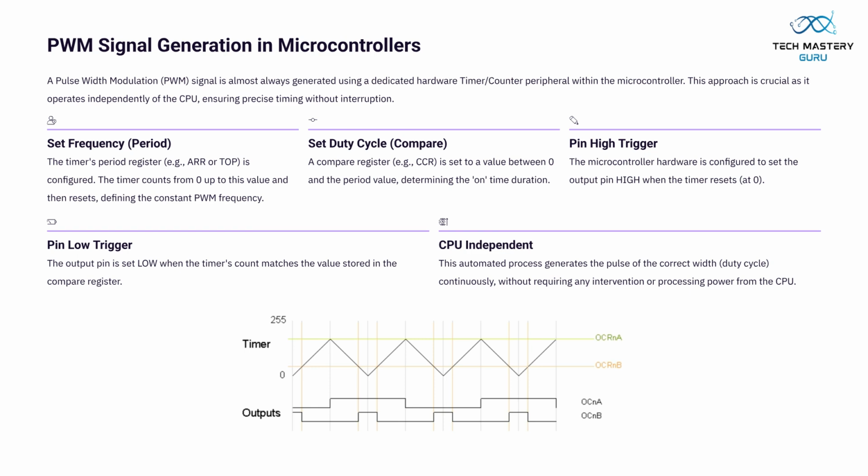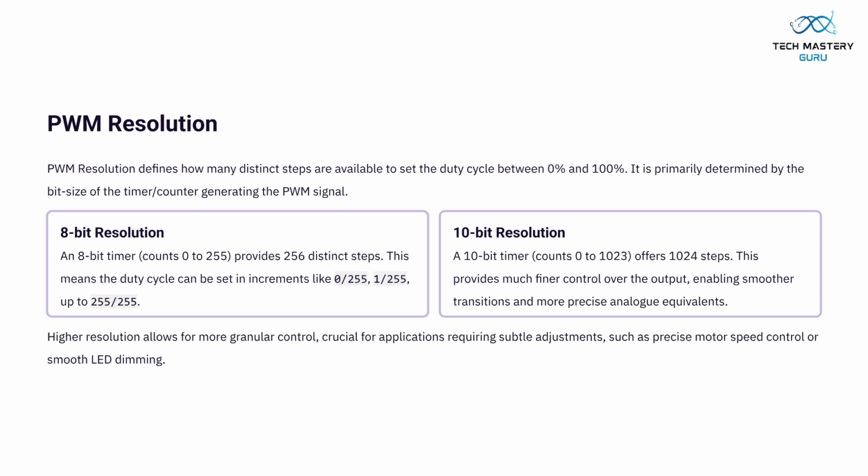PWM signals are typically generated using a microcontroller's dedicated timer/counter peripheral. This process sets the frequency and duty cycle, triggering output pins high and low. This hardware-driven approach ensures precise timing independently of the CPU.